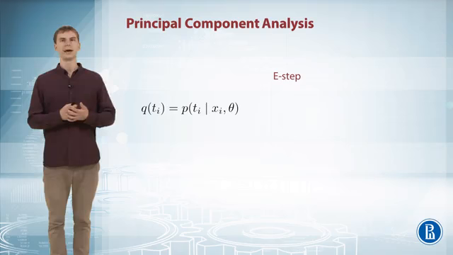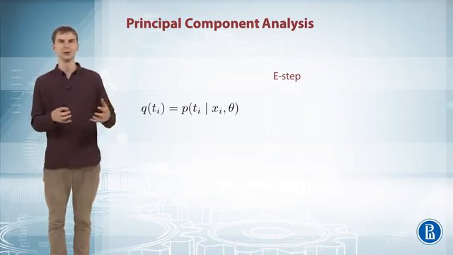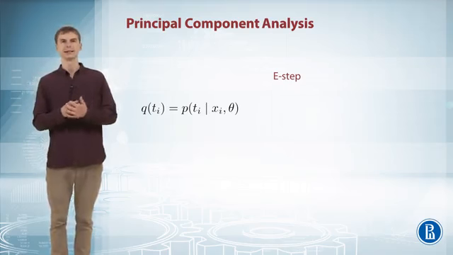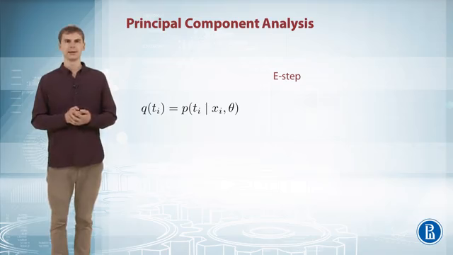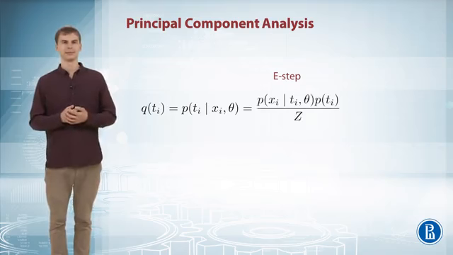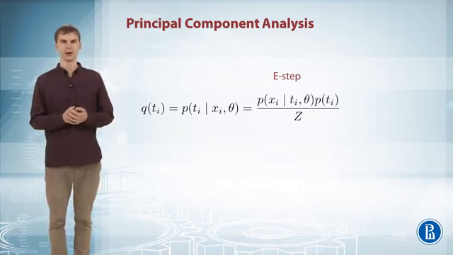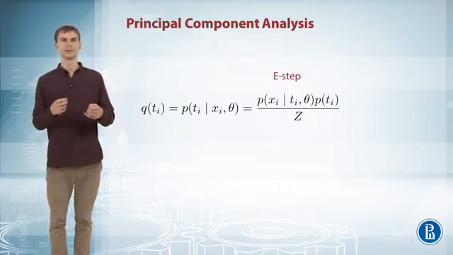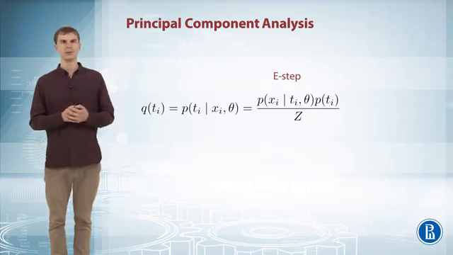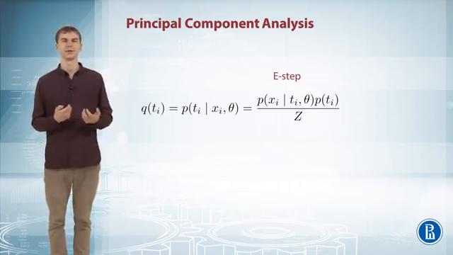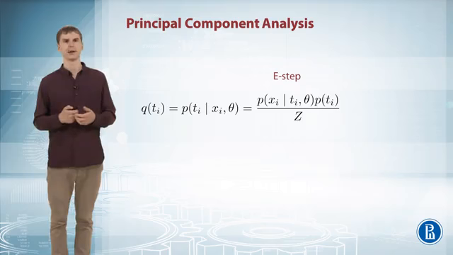On the E step we have to set Q to be the posterior distribution on our latent variable t, so Ti given xi and theta. And in general, it's proportional to the joint distribution, so to the p of x given t times p of t, divided by some normalization constant. And in general, this normalization constant is hard to compute because it's an integral with respect to xi.